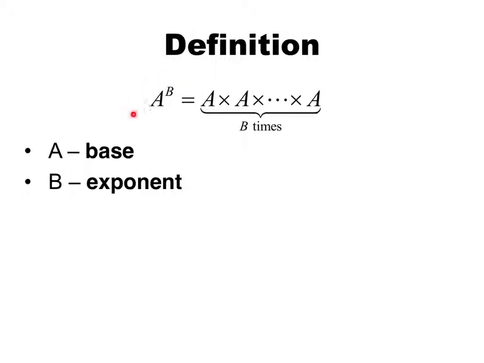An expression involving powers looks like this. We've got a number a raised to a number b. The number a is called the base, and the number b is called the exponent. Now we should note here that in this definition, this exponent has to be a counting number, so that means it's a positive whole number. In a bit we'll talk about the case where the exponent is negative.